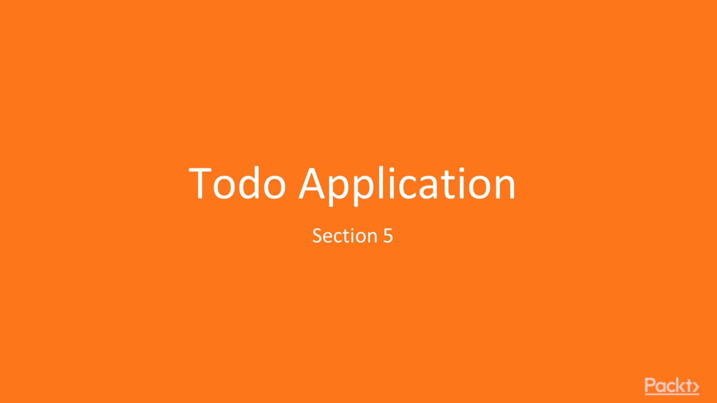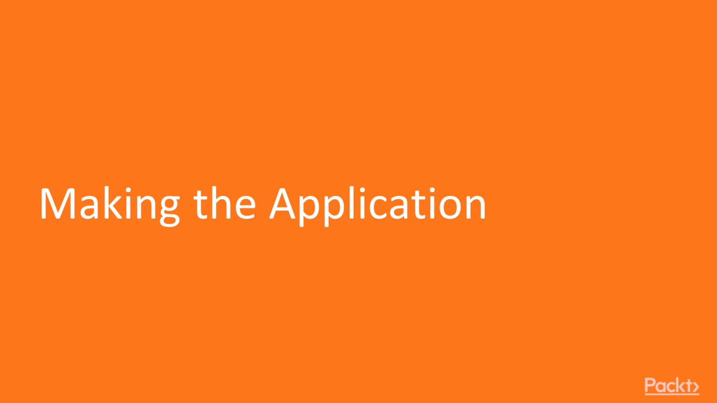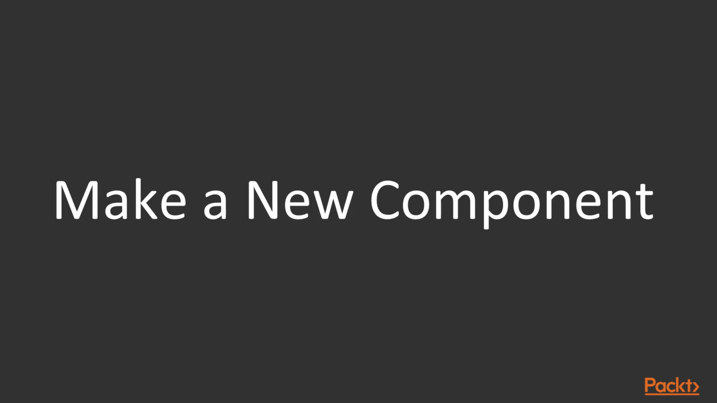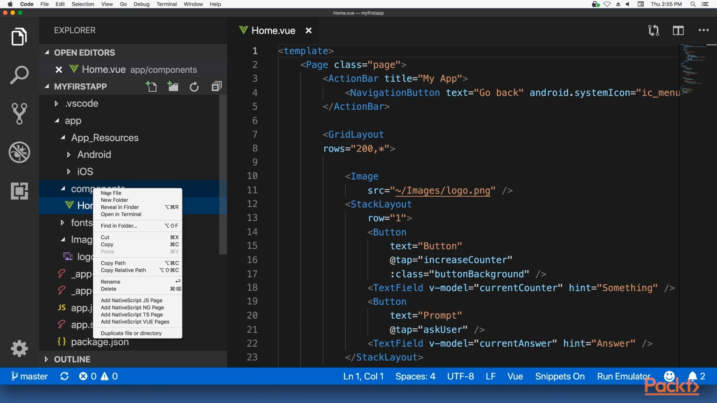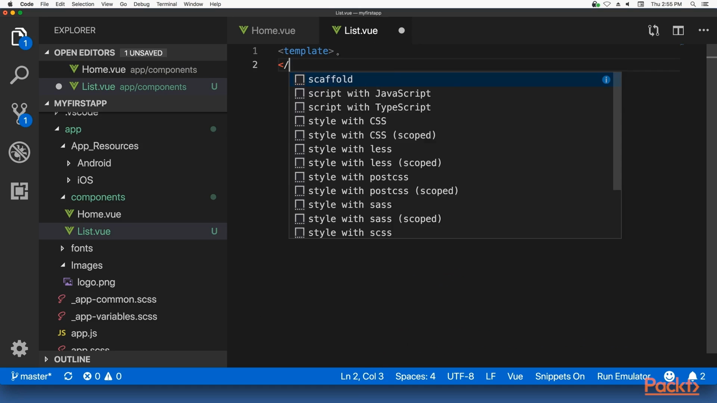Section 5. Building a to-do application. Make the application. First, let's make a blank new component to use as the basis for our to-do app. Add a new component called list.vue and construct the file as shown.